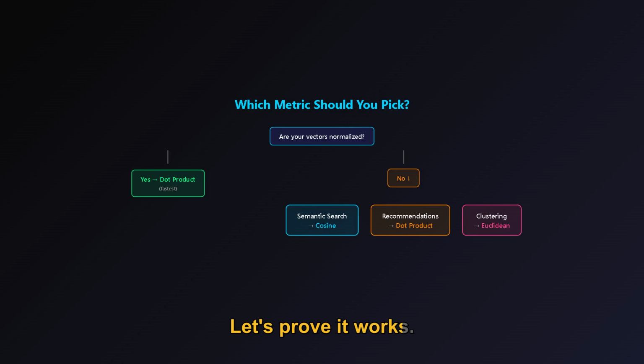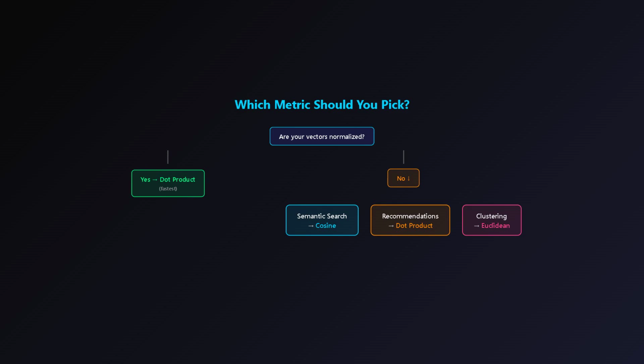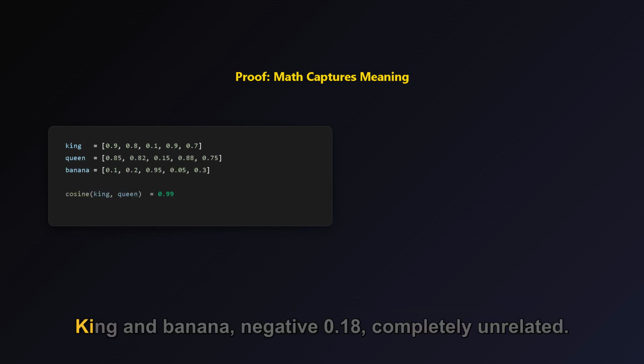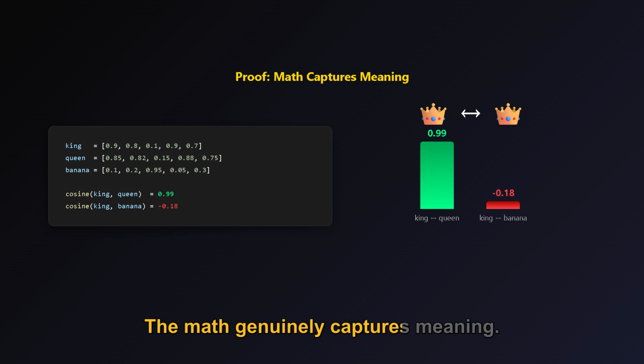Let's prove it works. Here are 5D embeddings for king, queen, and banana. King and queen have a cosine similarity of 0.99, nearly identical meaning. King and banana, negative 0.18, completely unrelated. The math genuinely captures meaning.